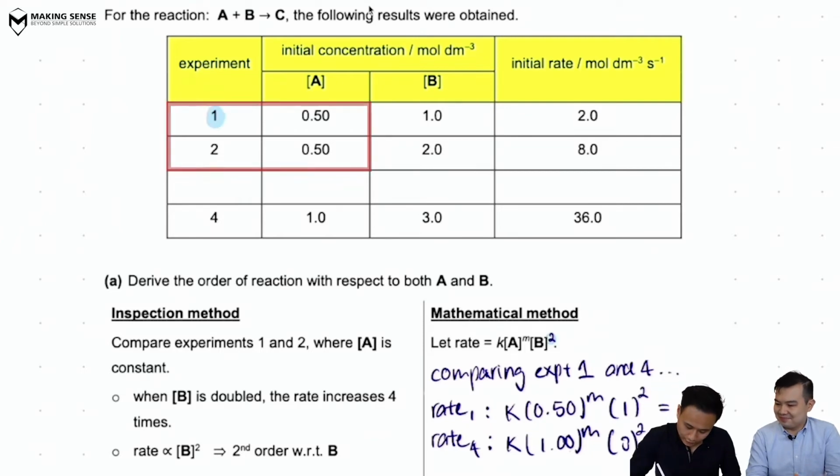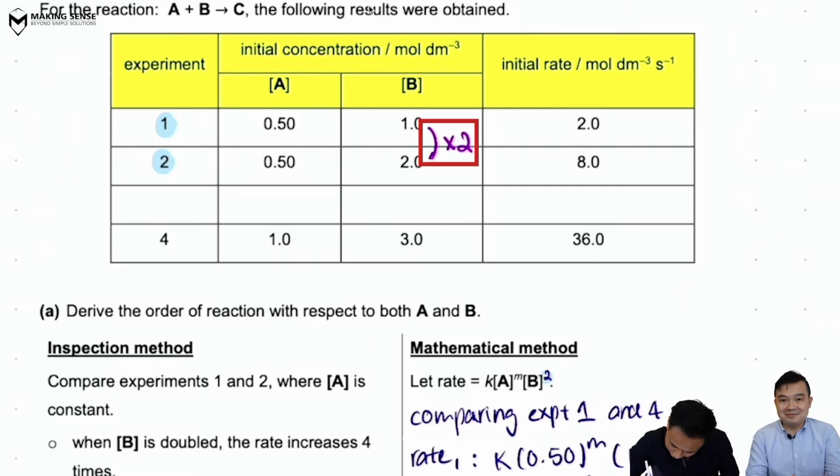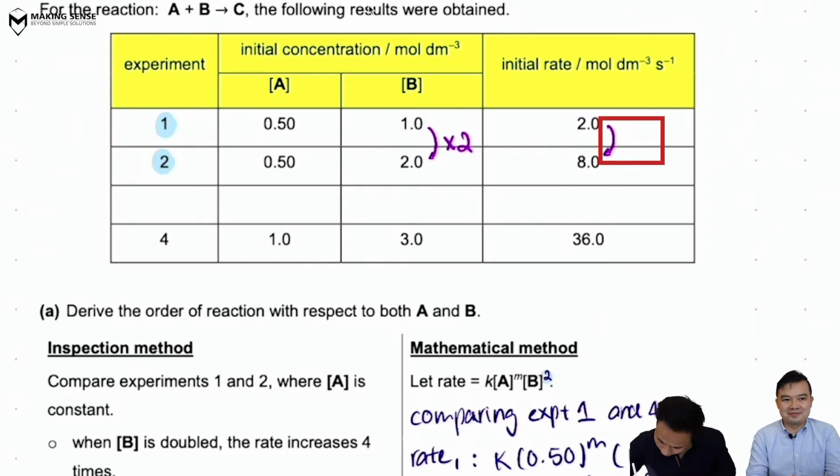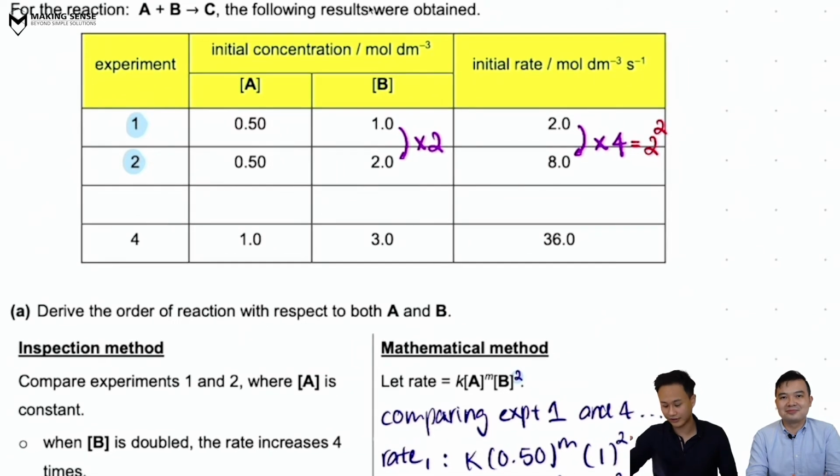All right. So what I'm going to do now with you guys is I'm going to do the inspection method, right? As the name suggests, we're not going to do any math, just inspect, all right? We just look. So as the concentration of B increases by a factor of 2, how does it affect my rate? My rate increases by a factor of 4. And we know from simple math, 4 is just 2 to the power of 2, okay? So this tells me that when my concentration of B increases by a factor of 2, my rate increases by 2 squared. So that square tells you that the order of reaction with respect to B is simply 2.